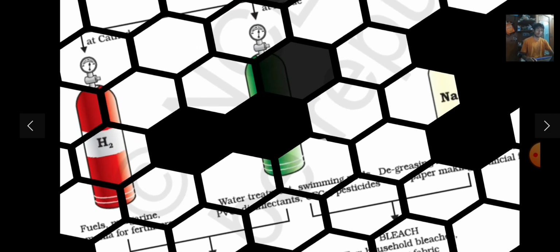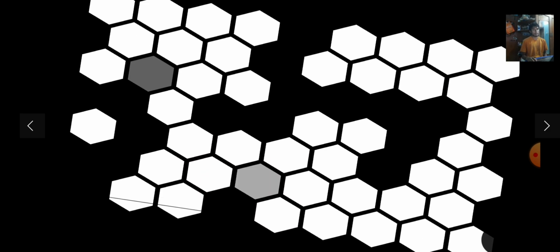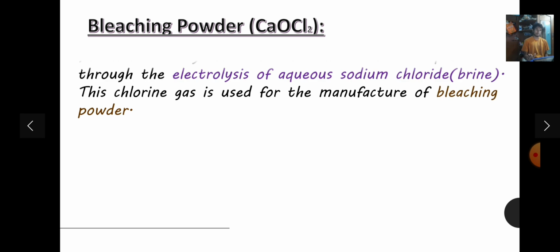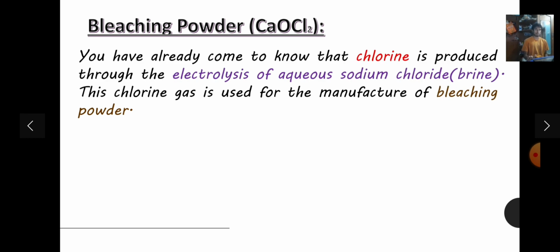So now we are going to learn some byproducts. After this, the byproducts of the products that we got in the previous reaction. The first one that we are going to learn is bleaching powder, CaOCl2. You have already come to know that chlorine gas is produced, right? At the anode, chlorine gas is produced after the electrolysis of sodium chloride.